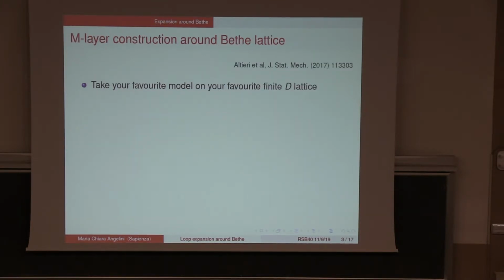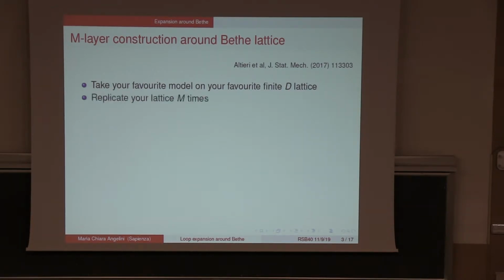Okay, we will introduce a new expansion around the Bethe lattice, and we will see that this expansion will be in loops, in spatial loops. How to construct this expansion? We need a small parameter to interpolate between the Bethe lattice and the finite dimensional lattice. So which is this small parameter? Take your favorite model on your favorite finite dimensional lattice. My favorite model is the Ising model, and my favorite d-dimensional lattice is the two-dimensional lattice.